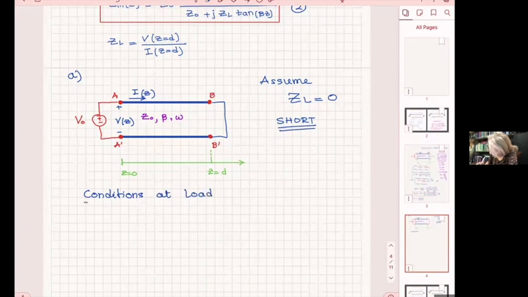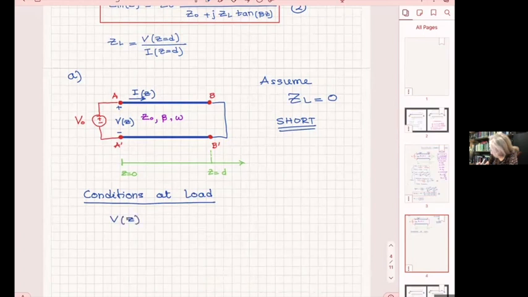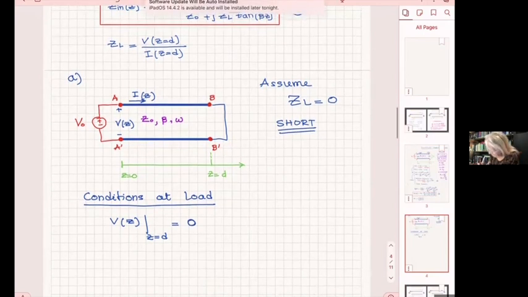When we have a short, what happens to the voltage? When we have a short circuit at the end of the line, then the voltage is 0. That still applies. The voltage between B and B prime, because this is the voltage between B and B prime. All right, the voltage at the end of the line is 0. That's extremely important to remember.